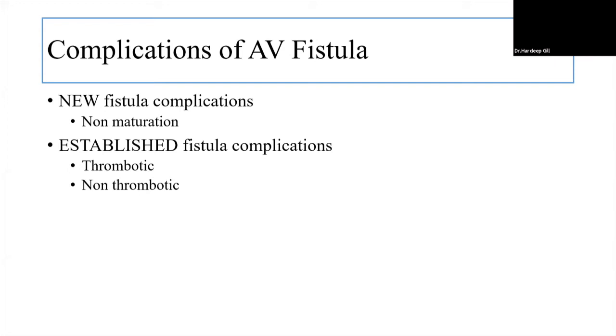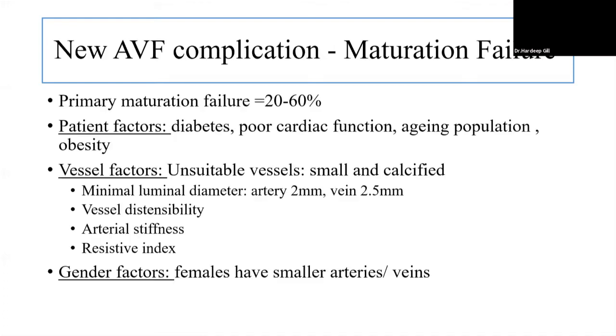Now, complications of AV fistulas are new AV fistula complications or established fistula complications. In the new fistula complications, the biggest complication is non-maturation. Established fistula complications can be divided into thrombotic and non-thrombotic complications. Primary maturation failure in fistulas occurs in 20 to 60%, and that's quite a high rate. This is due to patient factors, vessel factors, or gender factors.